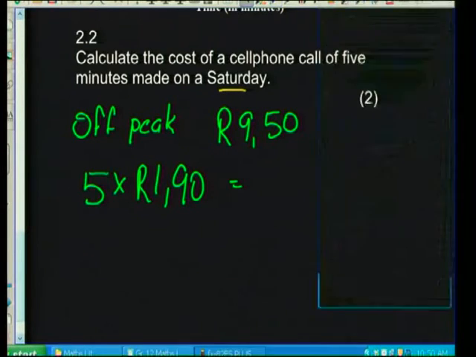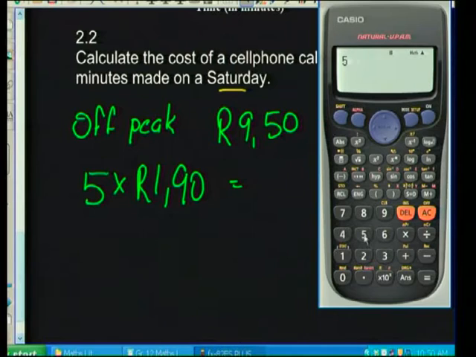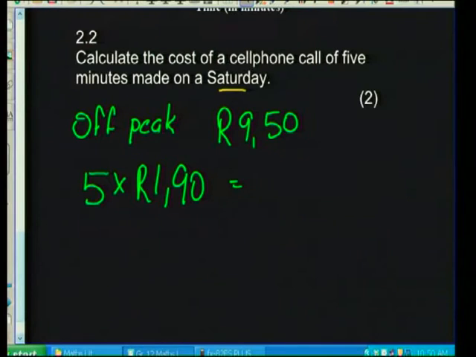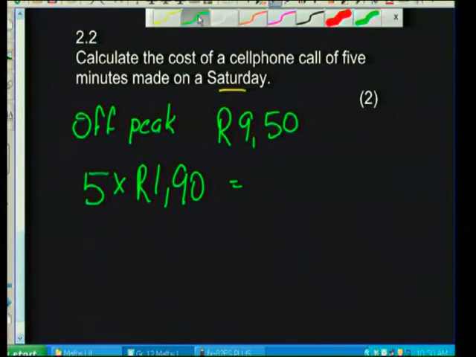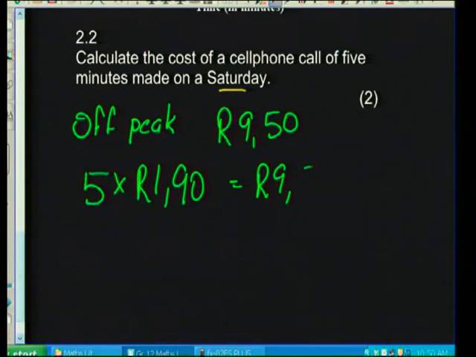And on our calculator, get our calculator out, we got 5 times 1.90 rand. And again, we get 9.50 rand. So in this case, both of them were, in fact, the exact same amount. But remember what I said? You can actually do a little bit of an estimation.